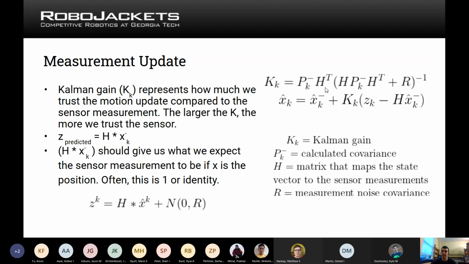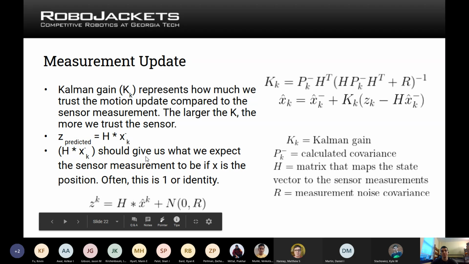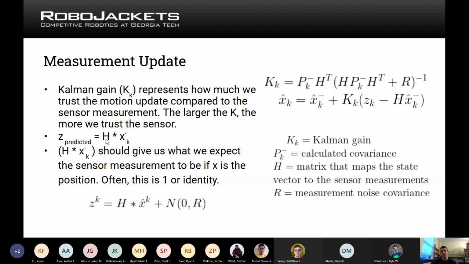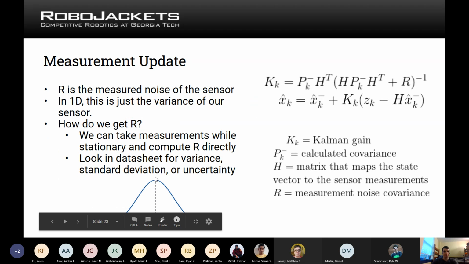And there's a new matrix here called H. What H essentially is, is a way of converting your state into a predicted sensor reading. It maps the state vector to the sensor measurements. So your Z predicted will be equal to H times your current state. A lot of times this is just 1. Say your sensor gives you your position, and the thing you're measuring in your state is just your position, then H would just be 1, because if you're at 5 meters, you expect your sensor to give you a reading of 5 meters. So a lot of this can be 1 and simplifies down greatly, but sometimes it's not 1, and therefore we have a matrix for it.